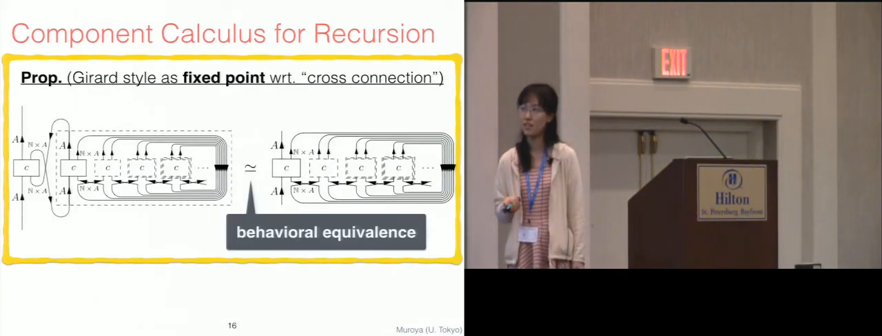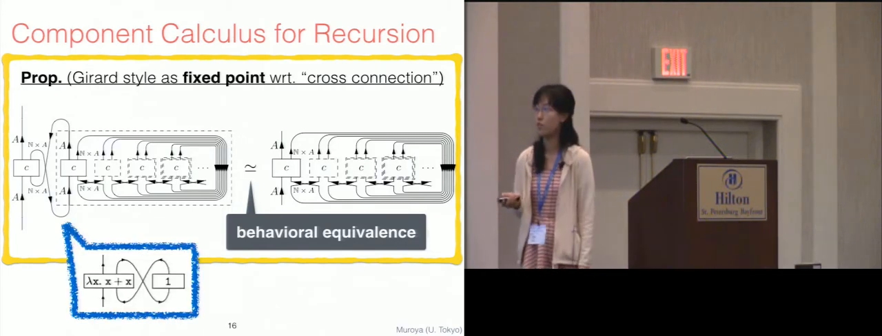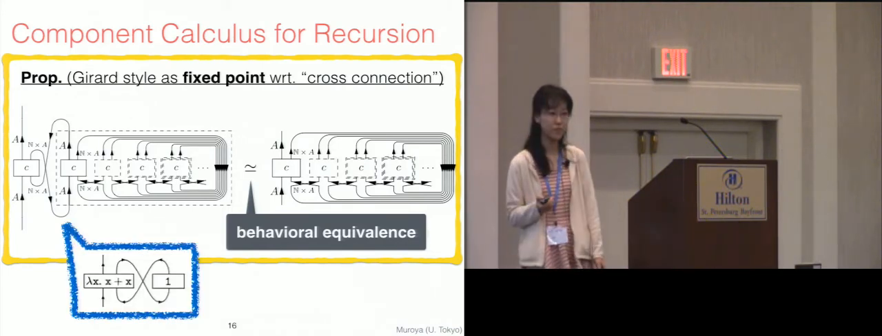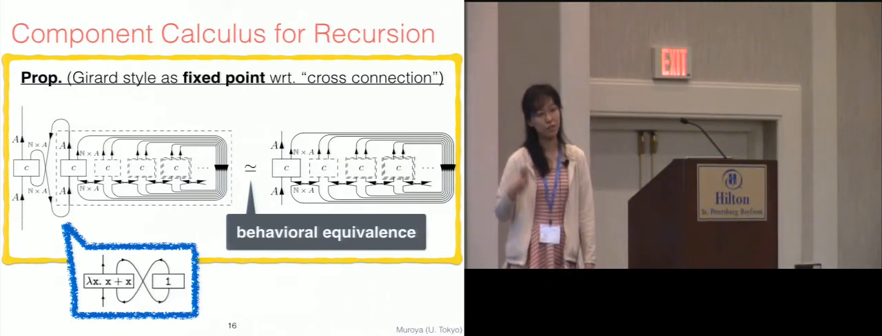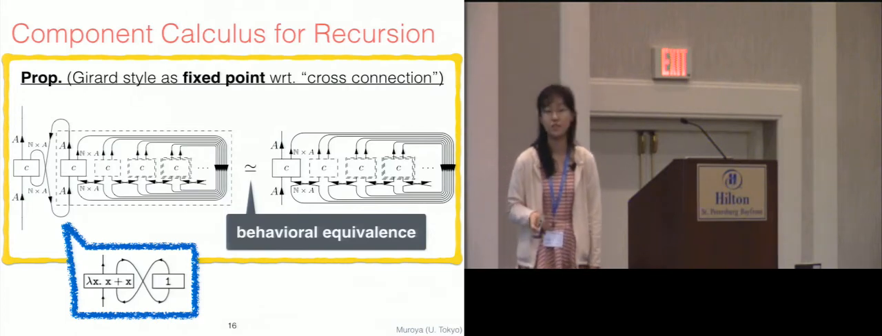The first one is the characterization of the Girard-style operator as a fixed point with respect to a cross connection. Here we use behavioral equivalence for equational reasoning on transducers.